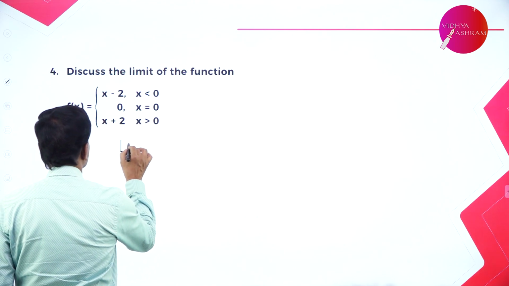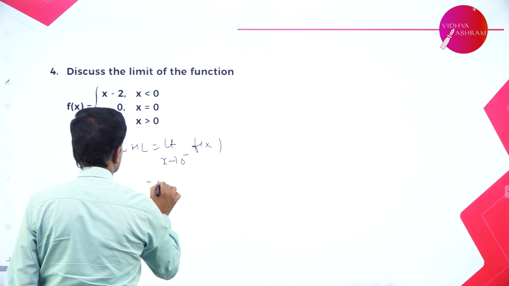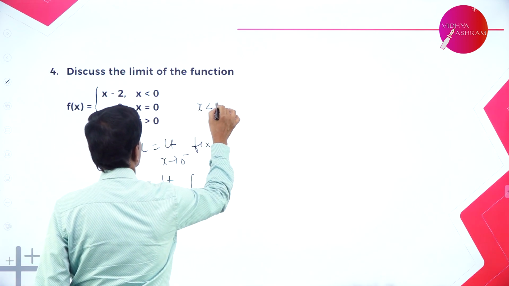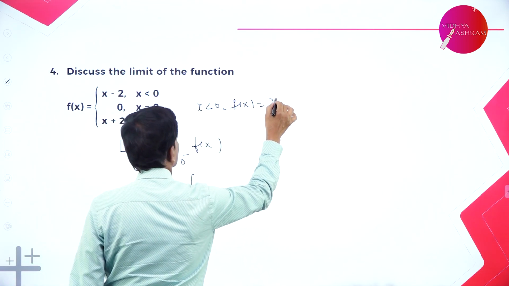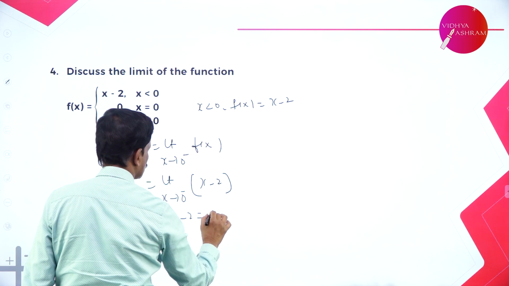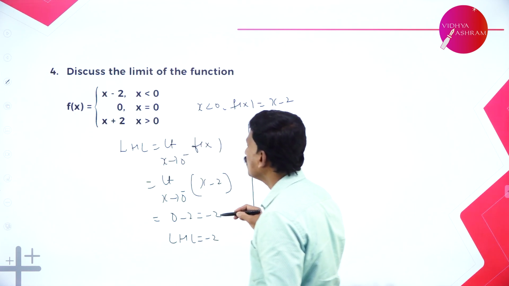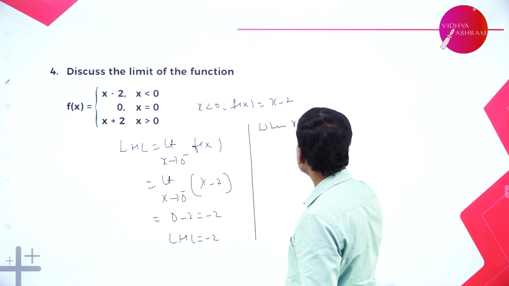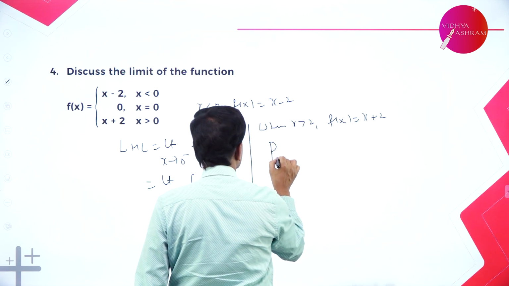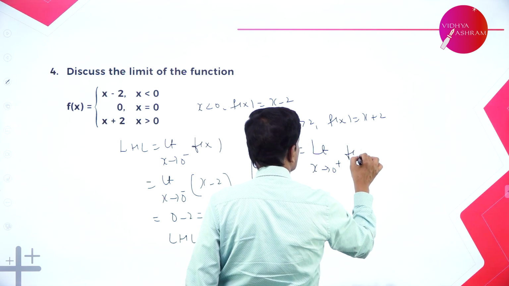As usual, the left hand limit is limit x tends to 0 minus f of x, that's equal to limit x tends to 0 minus, when x is less than 0, f of x. What is f of x? F of x is x minus 2. Put x is equal to 0, 0 minus 2 is minus 2. So your left hand limit is equal to minus 2. On the other hand, when x is greater than 0, we get f of x is equal to x plus 2. So therefore the right hand limit is equal to limit x tends to 0 plus f of x.